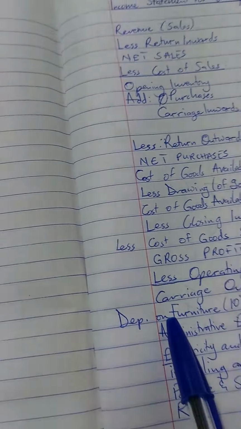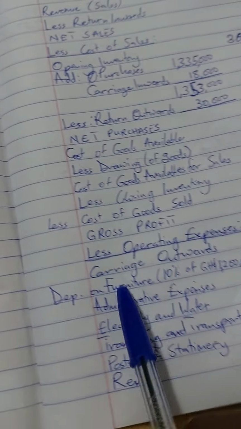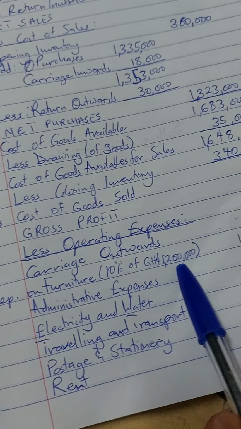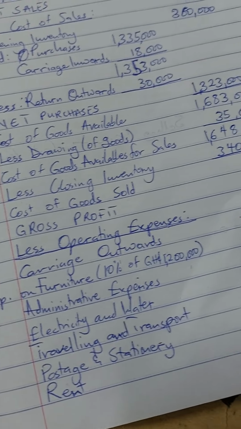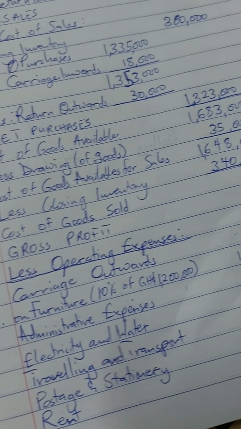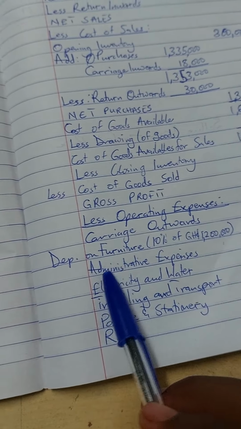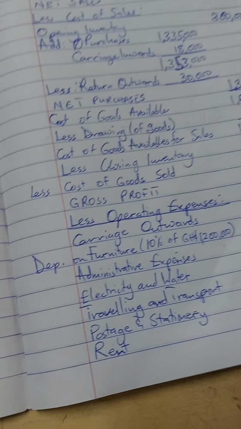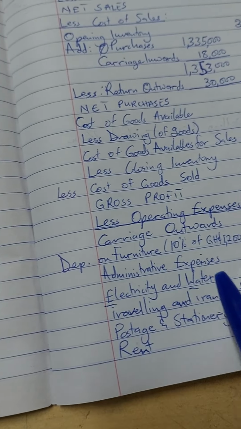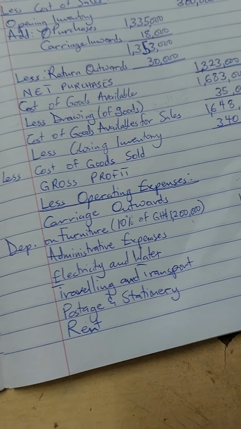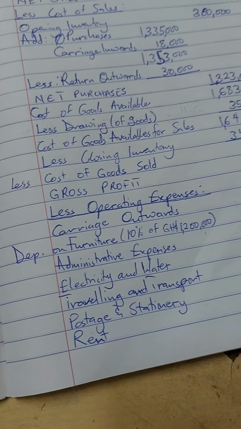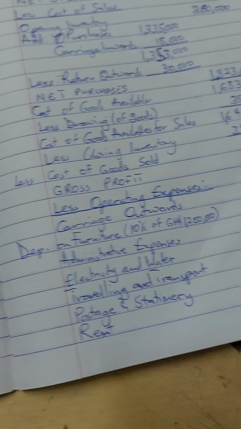So we call it depreciation on furniture, which is 10% of 1,200,000 Ghana cedis, which will give us 120,000. Then administrative expense, you write it here. Electricity and water, you write it here. Traveling and transport, you write it here. Postage and stationery, you write it here. Your rent, you write it here.